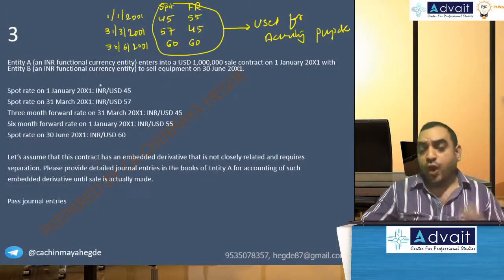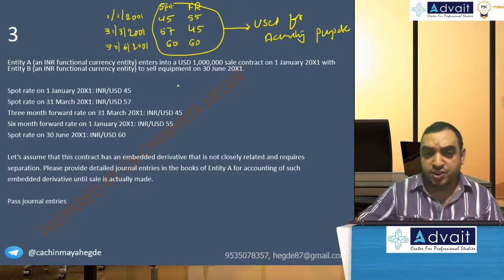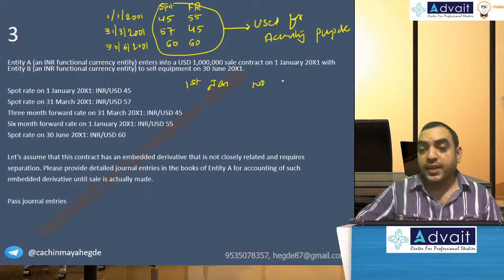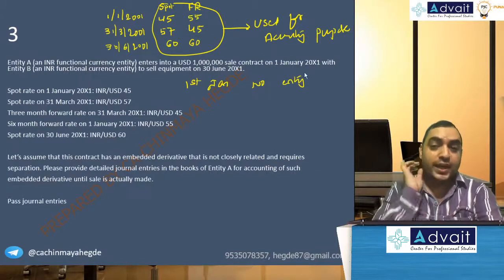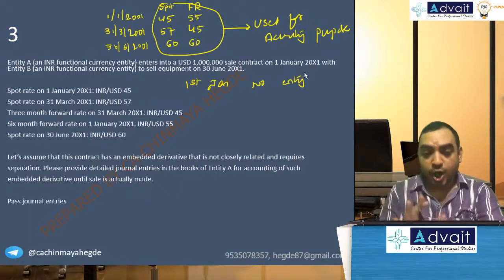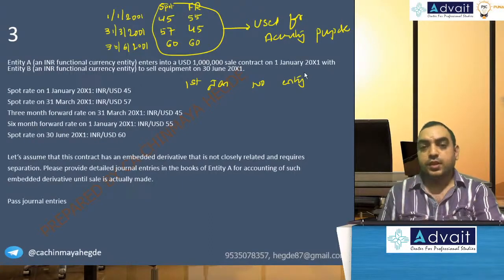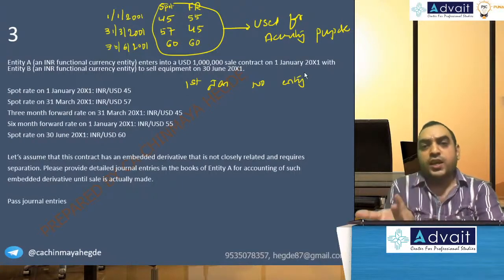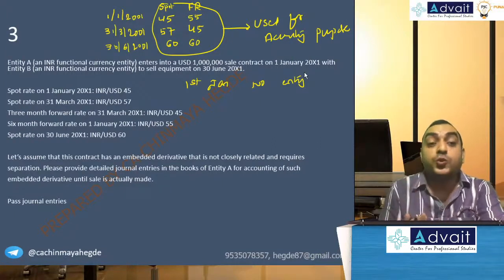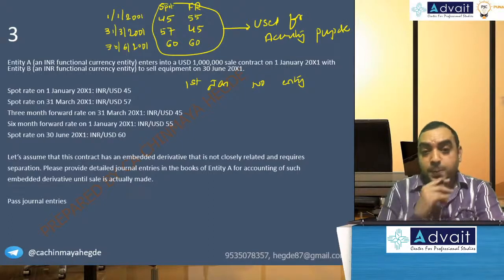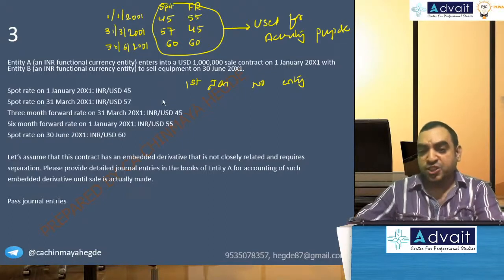Now what I'm going to do, as on 1st of Jan, no entry is passed, because there is no cash flow happening. You just enter into an agreement to sell the goods, to sell the equipment. So no entry on 1st of Jan.